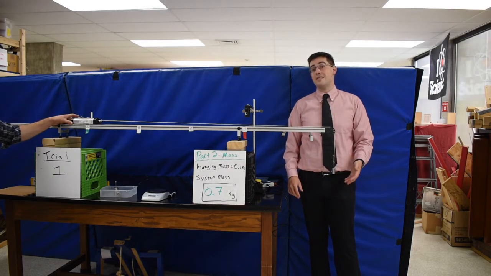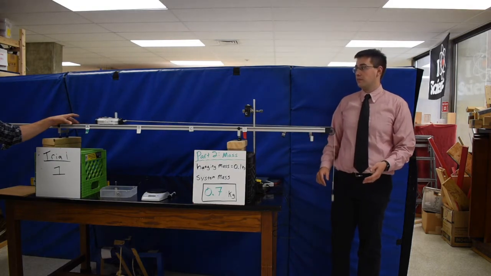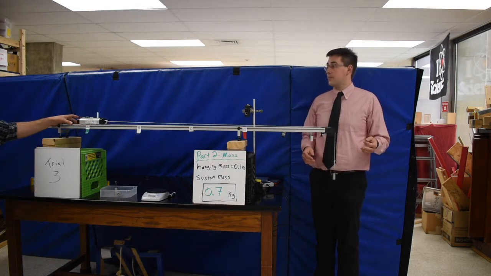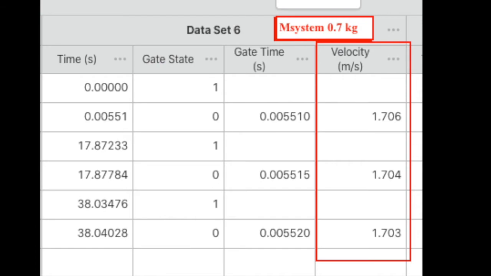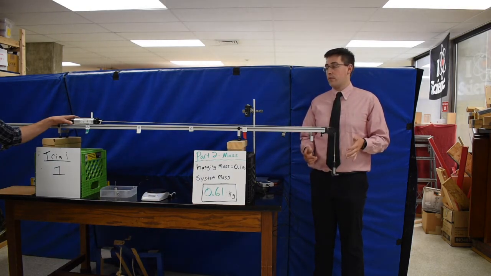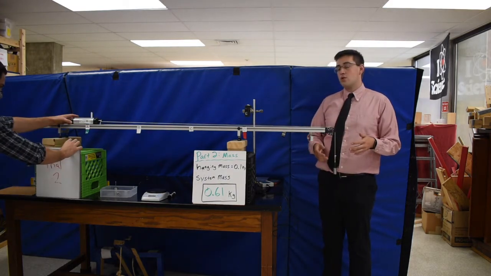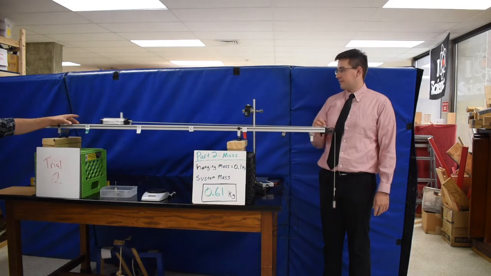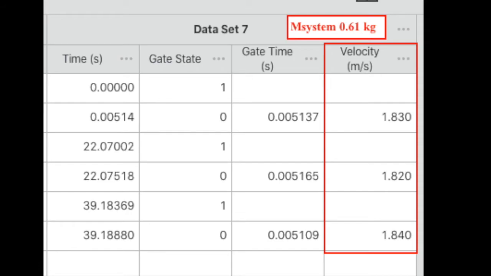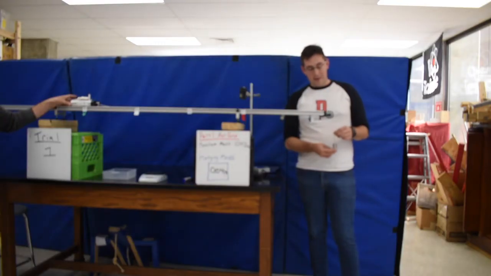System mass, 0.7 kilograms. Trial one. Trial two. Trial three. System mass, 0.61 kilograms. Trial one. Trial two. Trial three.